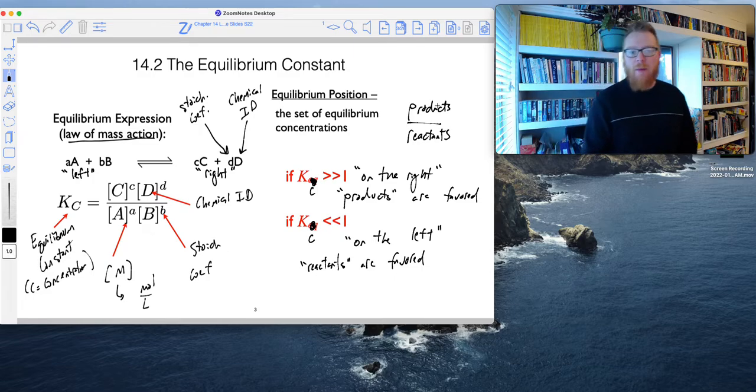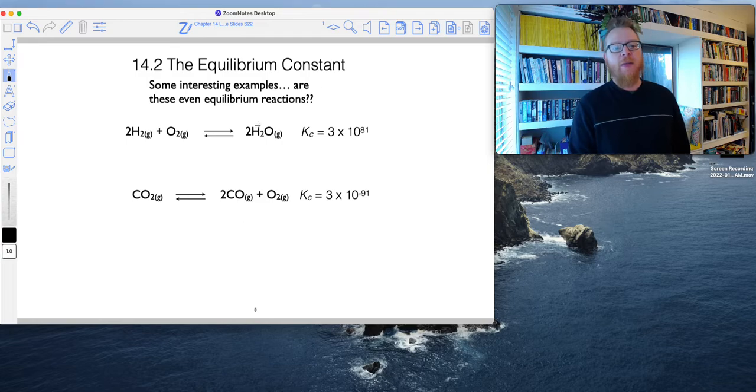Okay, so I'm going to zoom ahead. I'm going to skip one slide. I did these out of order. Apologies. And I want to talk about a couple of these interesting examples. First of all, let's write the equilibrium expression for both of these reactions. So this is H2 plus O2 to make 2H2O. And if you know your chemistry, you'll recognize this is an explosion. This is a combustion reaction. Hydrogen reacting with oxygen.